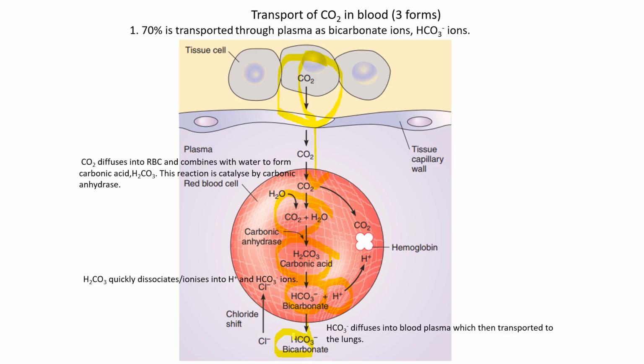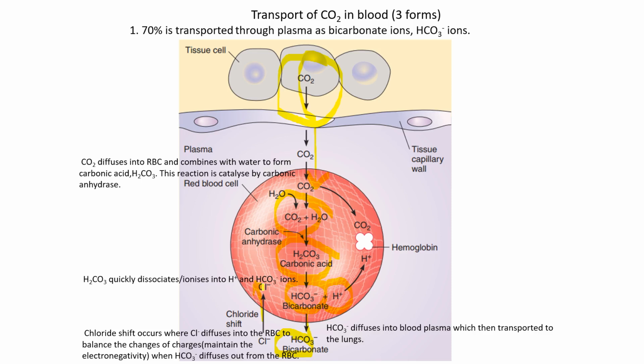Now, what happens immediately after the hydrogen carbonate ions diffuse into the blood plasma from the red blood cell? Chloride shift occurs. Chloride ions from the blood plasma will diffuse into the red blood cells, as you can see here. The purpose is to balance the changes of charges when bicarbonate ions diffuse out from the red blood cell. Bicarbonate ions are negative charges. The same goes for the chloride ions.